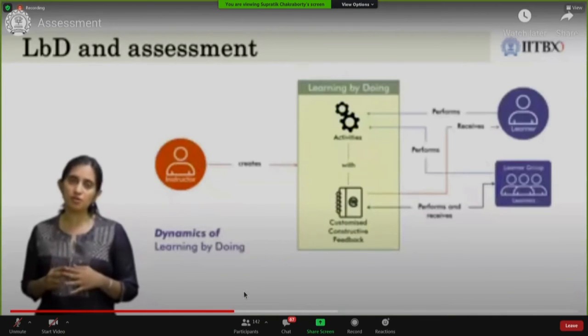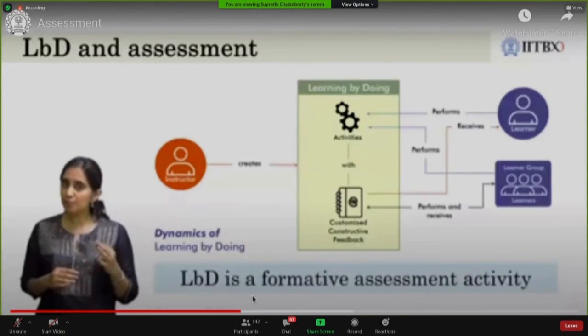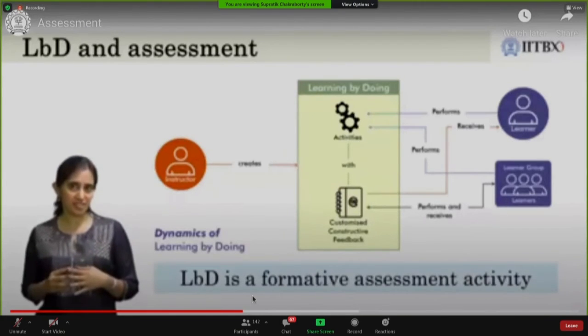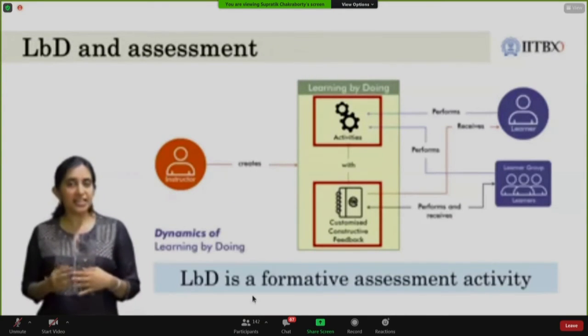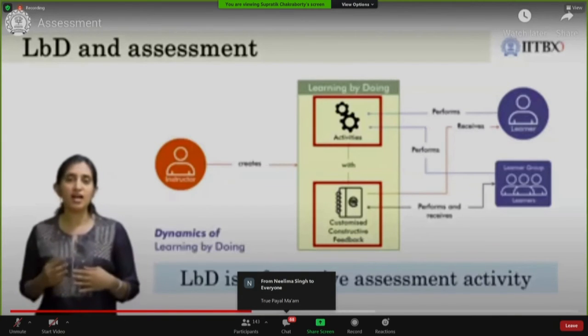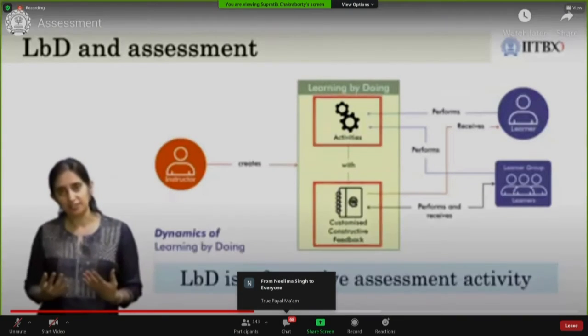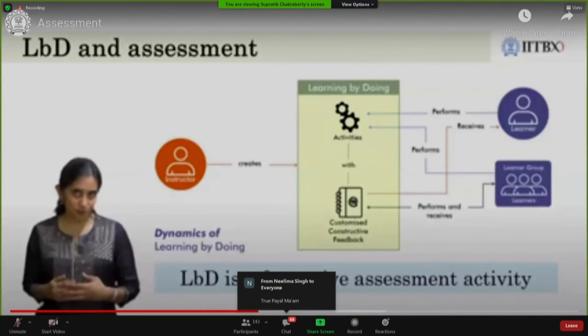Let us now focus on LBDs or learning by doing. Learning by doing is a formative assessment activity. Feedback is a key component of formative assessment. When learners answer an LBD activity, they get customized and rapid feedback on their response that guides them to improve their learning. Can LBDs be used for summative assessment too?